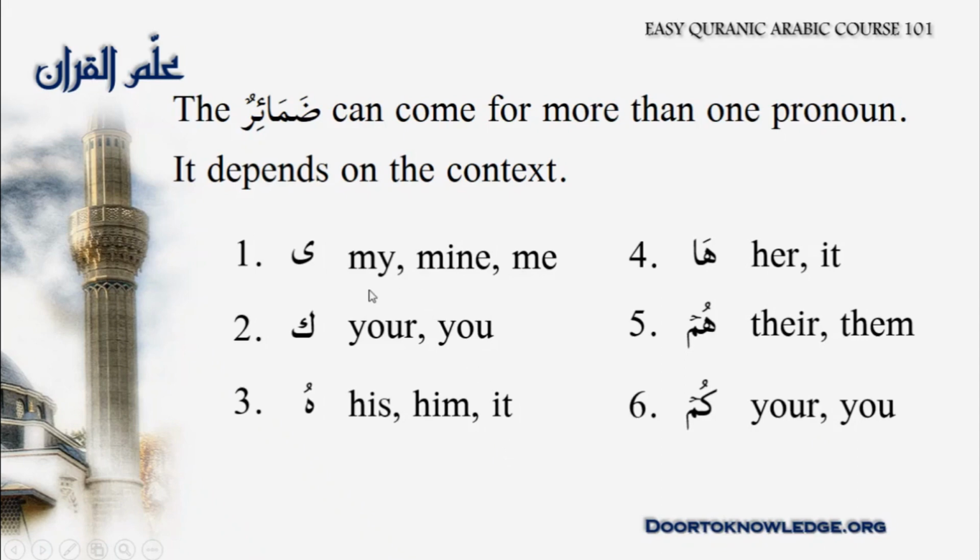For example, baiti, my house. We cannot say mine house or me house. So baiti, my house. You look at the context, then you can translate accordingly.